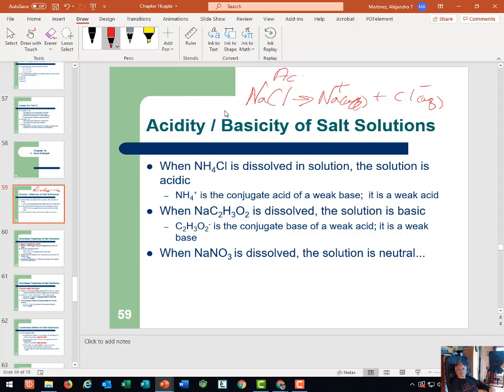Are they acidic in solution? That is, do they produce a bunch of hydrogen ions? Are they basic? Do they produce some number of hydroxide ions? Or are they neutral? Do they not affect the acidity of the solution at all? And that's what we're going to study in this last section. And I might mention that this section is something that students have a lot of problems with. It's very conceptual, so here we go.